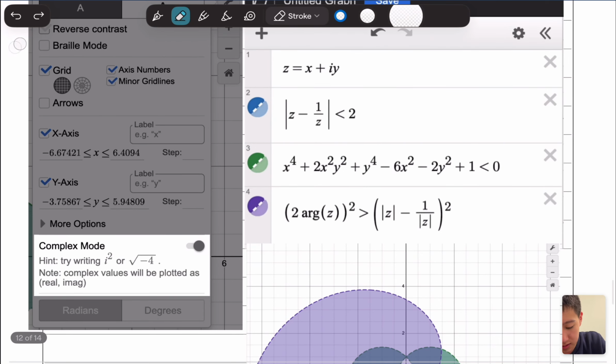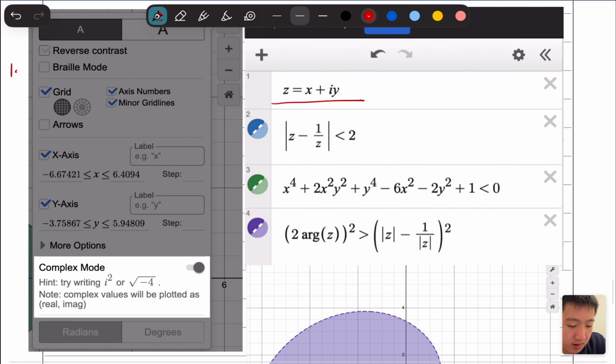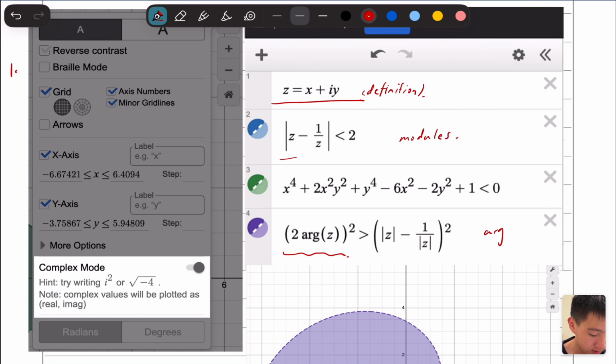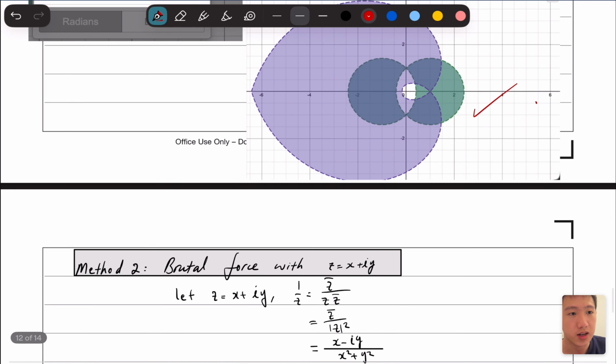Now, just a little trick: you can actually do this in decimals. First step, you need to use the complex mode in settings. Second step, you need to have this definition. After that, you can use modulus. You can also use arg, so you can do everything, and it's beautifully rendered, and you can see the result, but don't over rely on it. You should think of it by yourself first.